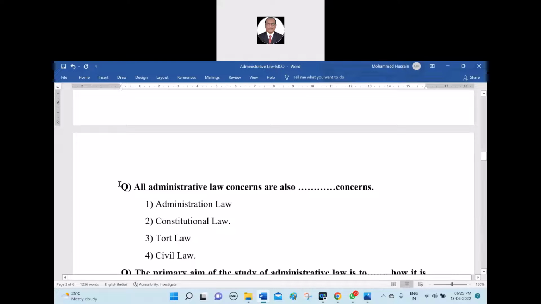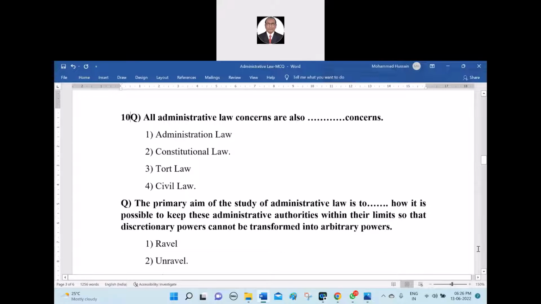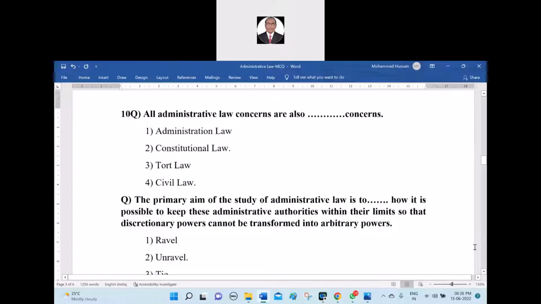Next question. That is the 10th question. Anyone can unmute and read the 10th question. 10th question, sir. All administrative law concerns are also dash concerns. Option 1, administrative law; option 2, constitutional law; 3, tort law; 4, civil law. Option 2, answer 2. All administrative law concerns are also constitutional law concerns. So, administrative law is a part of constitutional law.